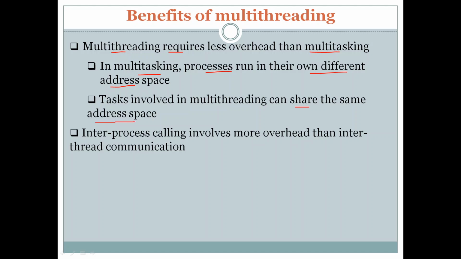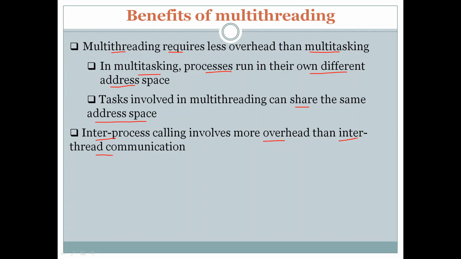So memory is shared in case of multi-threading, and in multitasking, every program or every process has its own memory space. So multitasking utilizes more memory than multi-threading. Inter-process communication involves more overhead than inter-thread communication.